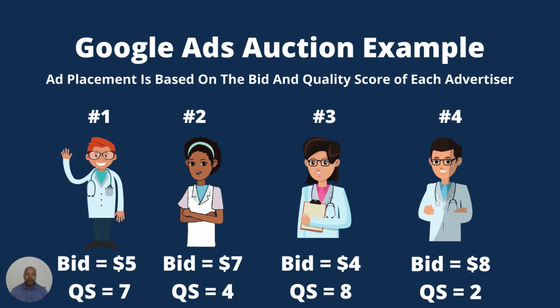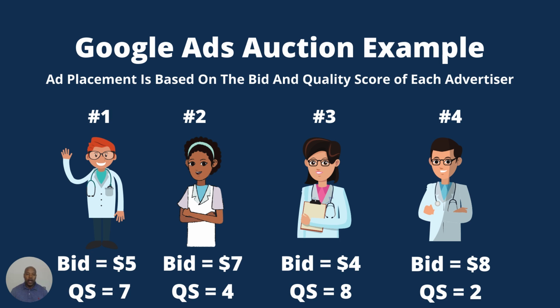Now, let's take a look at the person in the first spot. Let's give him a name. Let's call him Dr. Jim. Jim didn't necessarily have the highest bid price. As we can compare his bid price to the others, he simply had the highest ad rank, which again, ad rank is your bid price combined with your quality score.